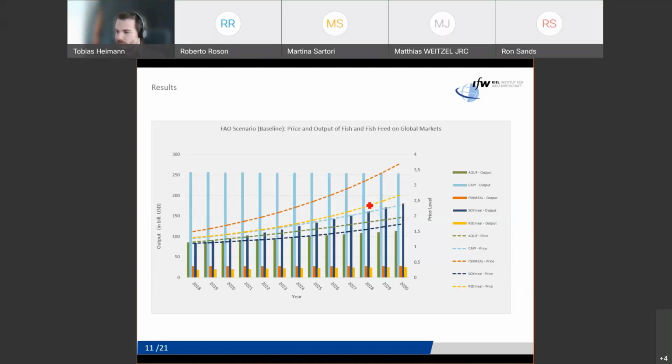When we look at the quantities in the baseline, capture fish is more or less constant, as you see in the blue bars. And in the green bars, aquaculture fish expands in the baseline by about 3% per annum. Therefore, in the dark blue bars, we see a strong expansion in soybean meal production, which is also reflected in the low prices for soybean meal.